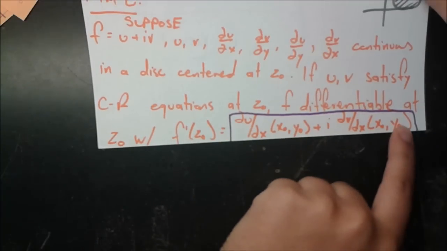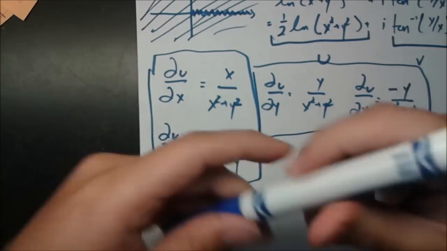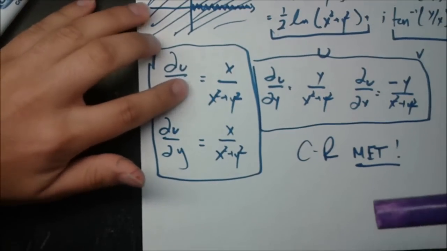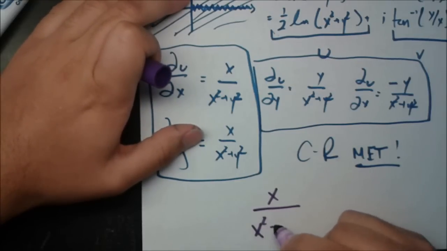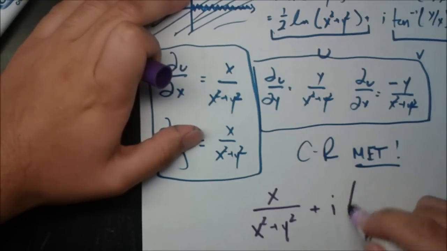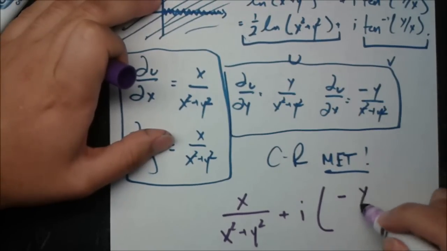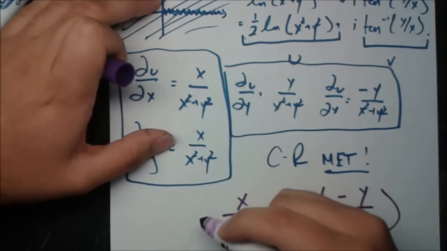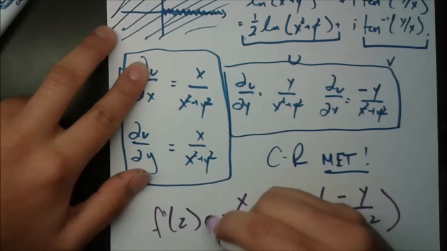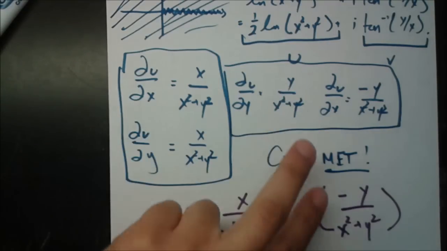We can go ahead and write this derivative down. So we do du/dx plus i dv/dx. So what's du/dx? It is x over x squared plus y squared, plus i times dv/dx, which is going to be negative y over x squared plus y squared. And that will be f prime of z. Now we can clean this up a little bit. So let me get a new piece of paper and we'll clean this up really fast.